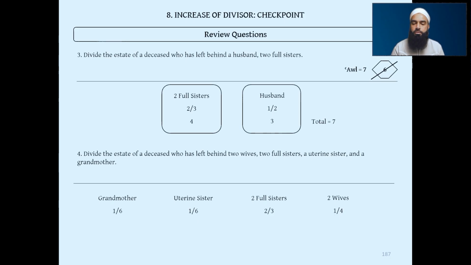Now we see there is 1/6, 1/6, and 2/3, which are group 2, and there's a quarter, which is group 1. So we use the 4 at the bottom, the denominator there for the wives' share. We use the 4 multiplied by 3, which gives us 12 as our divisor. A quarter of 12 is 3. 2/3 of 12 is 8. 1/6 is 2, and another 1/6 is 2. We add it all up, and it adds up to 15 again. So it's an awl of 15.